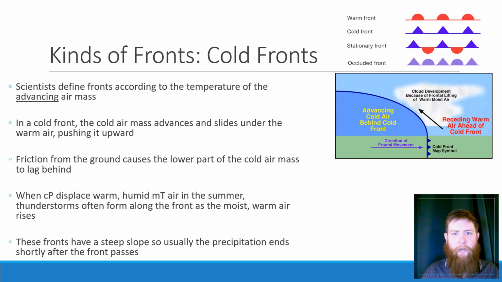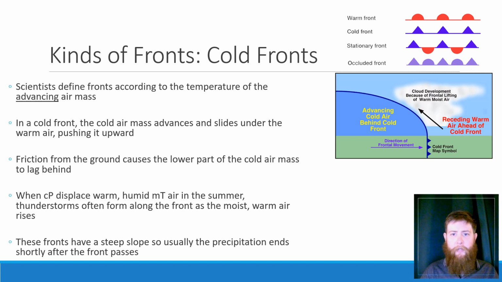The first kind of front we're going to talk about is a cold front. It is denoted with these symbols up here, where it is these blue triangles. For a warm front, it'll be that redder semicircles, and then we'll talk about stationary and occluded coming up. But we define fronts based on which one is moving into the area, which one is advancing into the area.